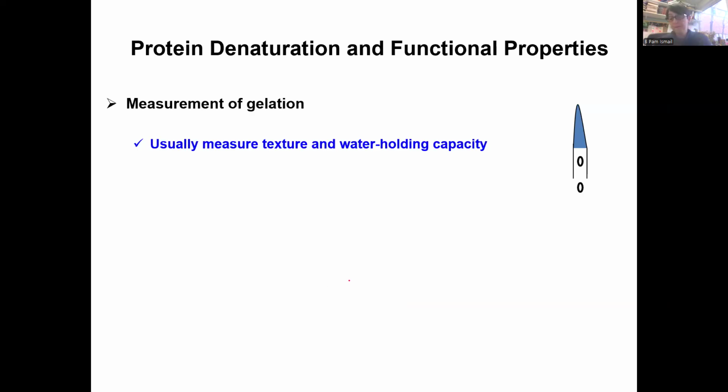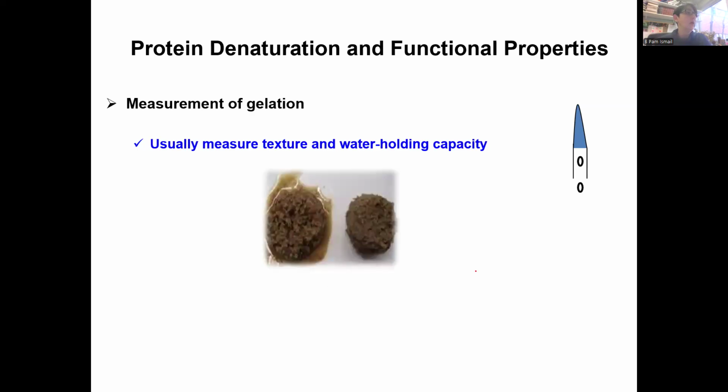And then another thing, if we want to measure that water holding capacity using an actual application, it can be done. So in one study, we looked at formation of beef patty using whey protein as a supplement that we add to enhance the holding of water and fat. So we prepared patties with whey protein and without.